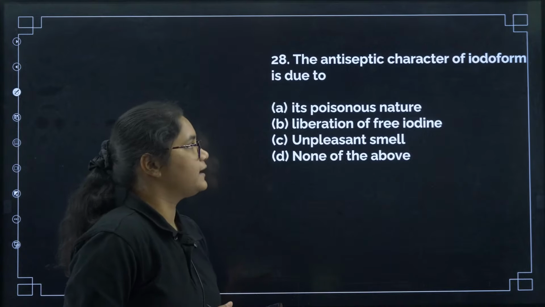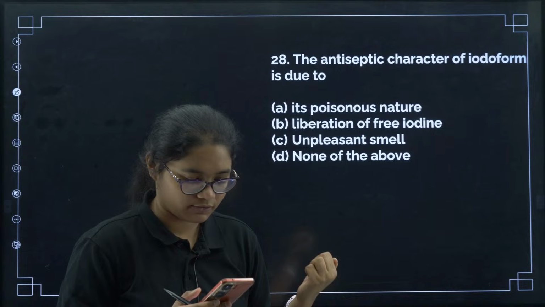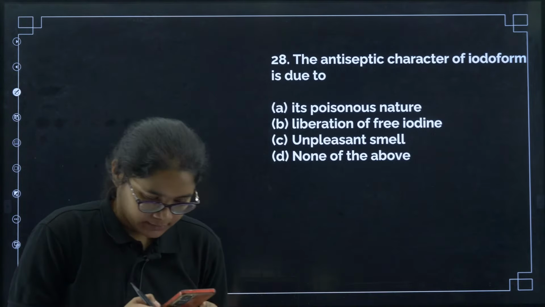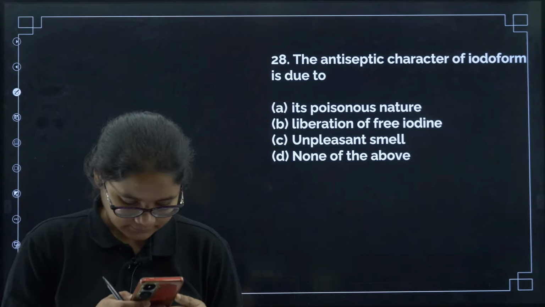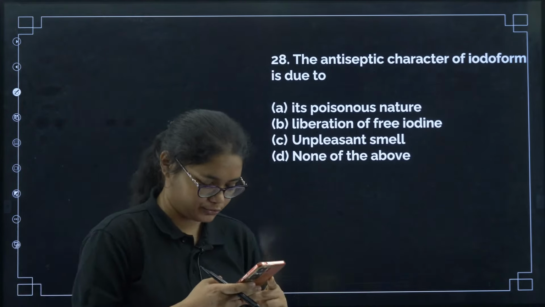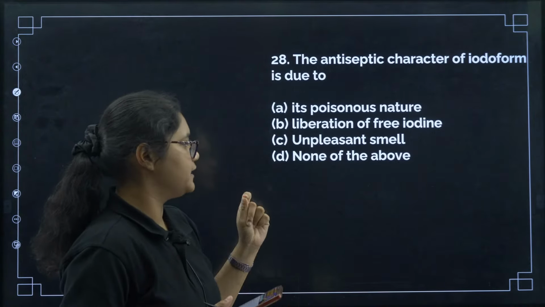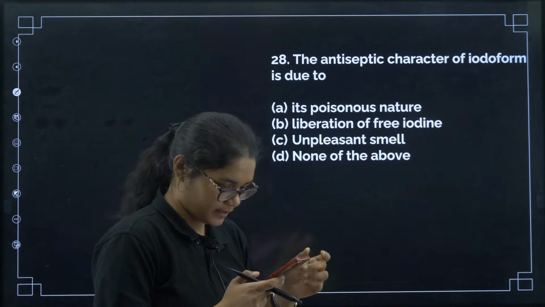Next, the antiseptic character of iodoform is due to? Why is there an antiseptic property of iodoform? The options are: its poisonous nature, liberation of free iodine, unpleasant smell, none of the above.